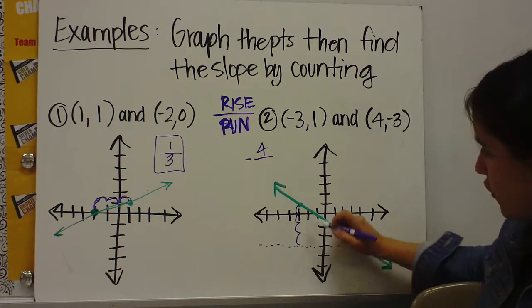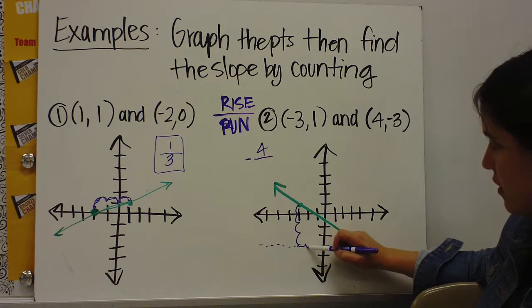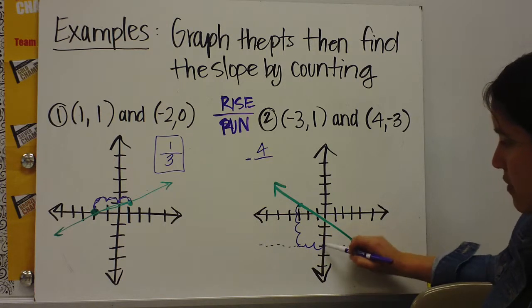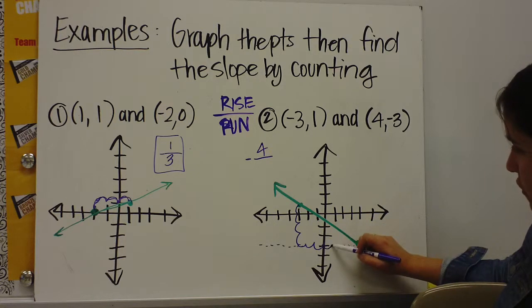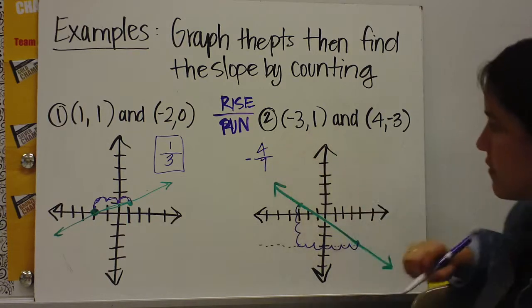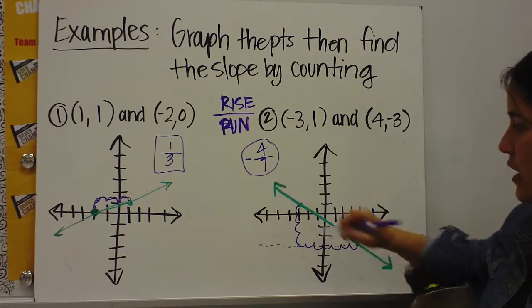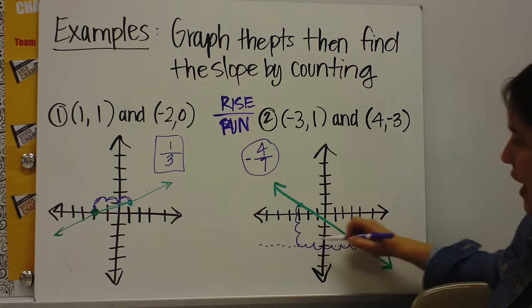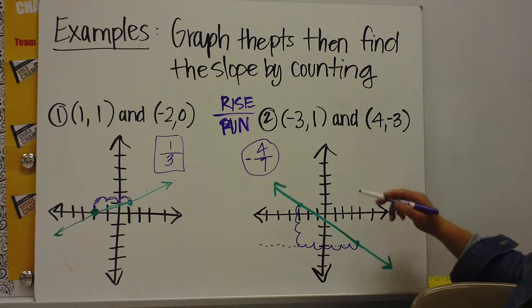Then I need to go over. So again, I'm at the 3rd spot. So I'm going to go 1, 2, 3. I'm at the axis. And then I have to go 4 more. 4, 5, 6, 7. So -4/7 is my slope. I went down 4 and then over 7 from point to point.